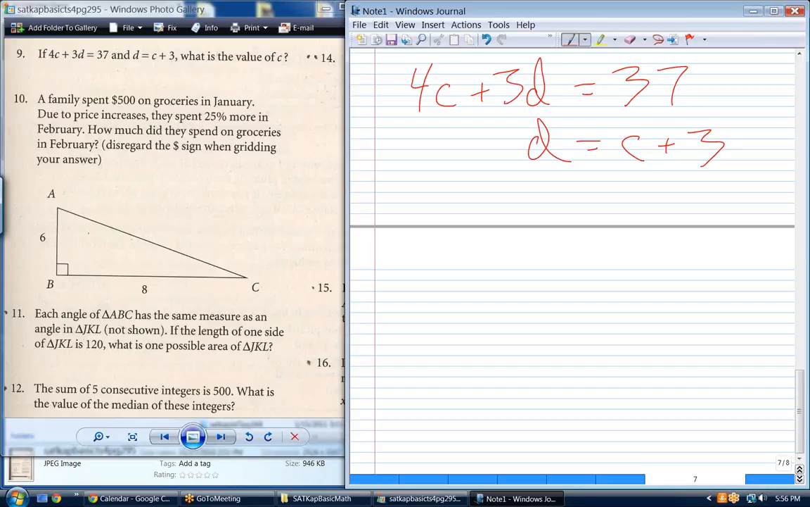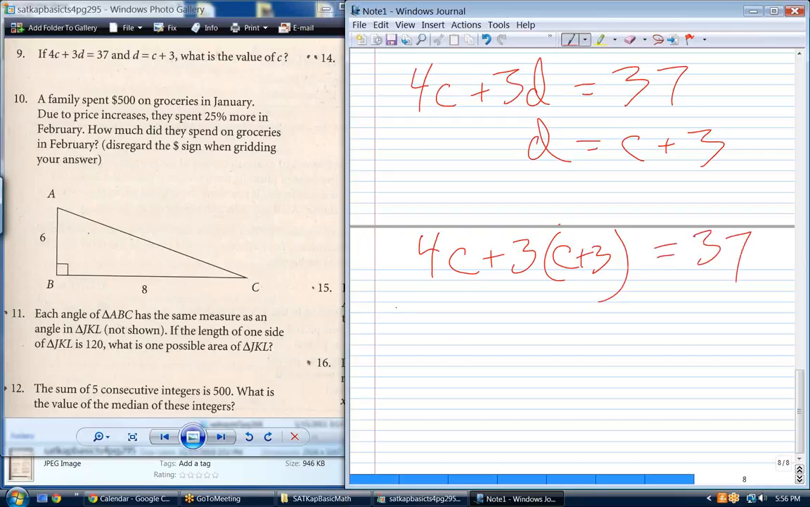Okay, that's definitely one way to go, but I actually think it's a step longer. It's quicker to substitute, because we have this equation already defined completely as one variable. Let's just substitute this expression wherever we see D. And then we can solve for C. And notice that they want the value of C. So actually it's 2 steps quicker. So the next thing I would write would be 4C plus 3 times C plus 3 equals 37. Let's solve this.